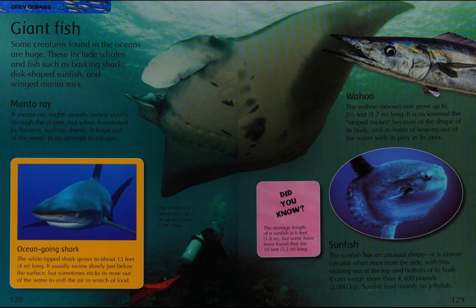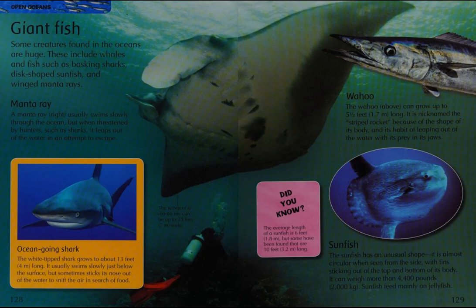Ocean-going shark. The white-tipped shark grows to about 13 feet, 4 meters, long. It usually swims slowly just below the surface, but sometimes sticks its nose out of the water to sniff the air in search of food. Wahoo. The wahoo, above, can grow up to 5.5 feet, 1.7 meters, long. It is nicknamed the striped rocket because of the shape of its body, and its habit of leaping out of the water with its prey in its jaws.